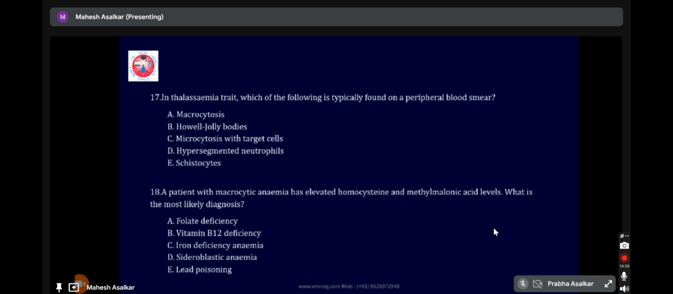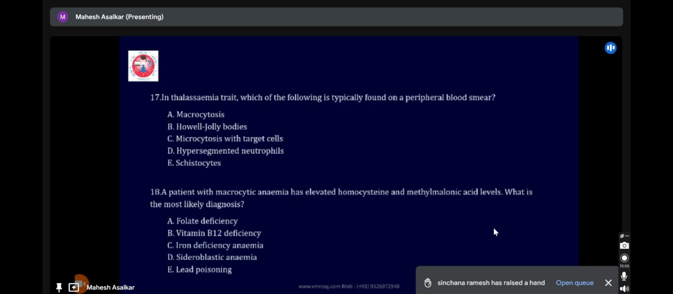A patient with macrocytic anemia has elevated homocysteine and methylmalonic acid levels. What is the most likely diagnosis? Option A, folate deficiency. Option B, vitamin B12 deficiency. Option C, iron deficiency anemia. Option D, sideroblastic anemia. Option E, lead poisoning. Sir, option A, folate deficiency. You have homocysteine and methylmalonic acid, that is B12 level. Yeah, option B is the correct answer.